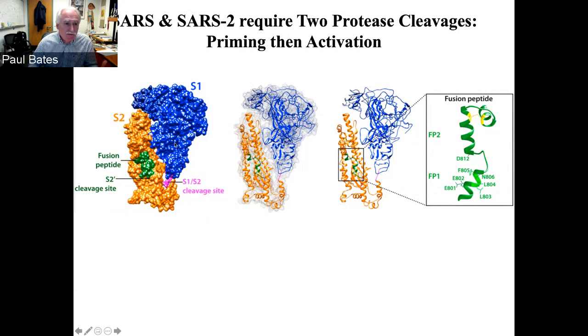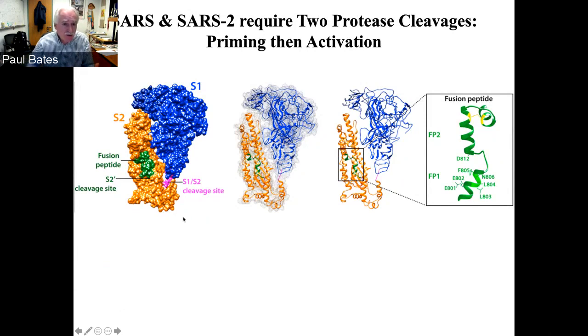And the triggering event is actually cleavage at this site here called the S2 prime cleavage site. The S2 prime cleavage site is relatively close to the fusion peptide and allows the fusion peptide then to be able to free itself from this structure and to insert into the target membrane.